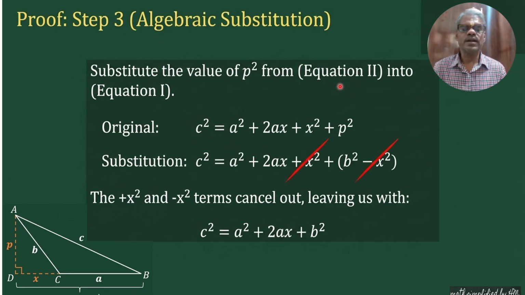Step 3. Algebraic substitution. Substitute the value of p square from equation 2 into equation 1. Original: c square is equal to a square plus 2ax plus x square plus p square. Substitution gives c square is equal to a square plus 2ax plus x square plus b square minus x square. The plus x square and minus x square cancel each other, leaving us with c square is equal to a square plus 2ax plus b square.